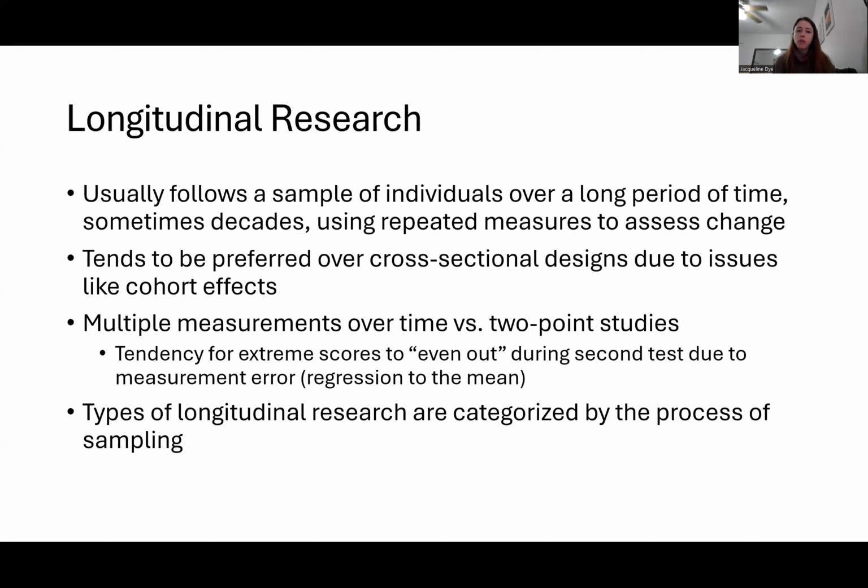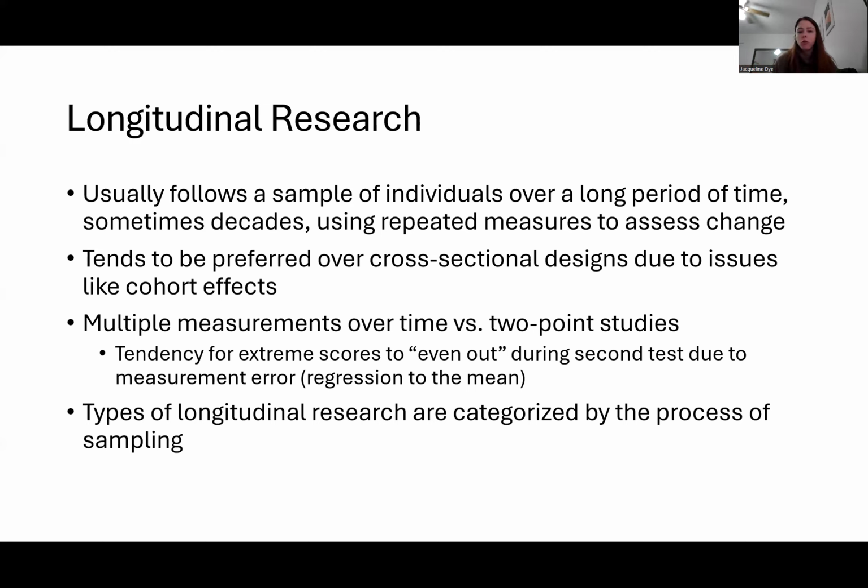And the reason for this is that there's a phenomenon in statistics called regression to the mean. And all that that means is that extreme scores, so those outliers at the beginning, tend to even out. They tend to move toward the mean during the second test. And that can be due to various things, but usually measurement error. And so it's preferred to have multiple different tests and measures that are done on the sample over time.